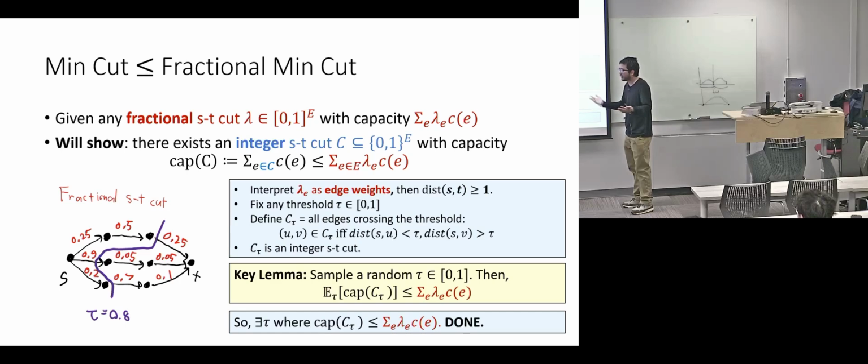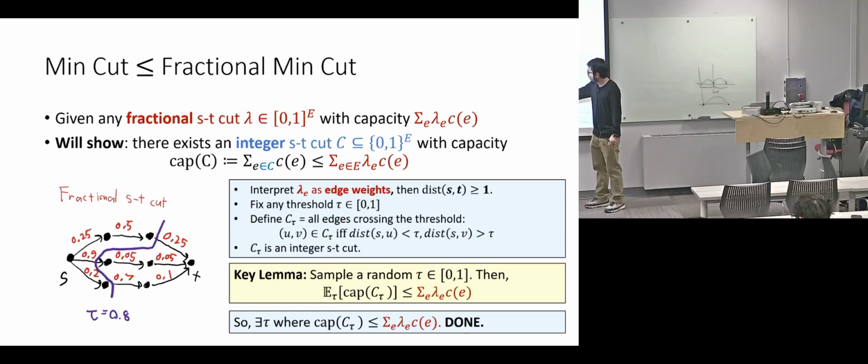Now, how to find such a tau? I claim that we just choose a random one. I just sample a random tau from 0 to 1, and I claim that the expected capacity of the cut C tau when tau is random is at most this. So basically on average, the capacity of C tau is at most this. So there must exist tau such that this is true. Okay. So now I just need to prove the lemma here.